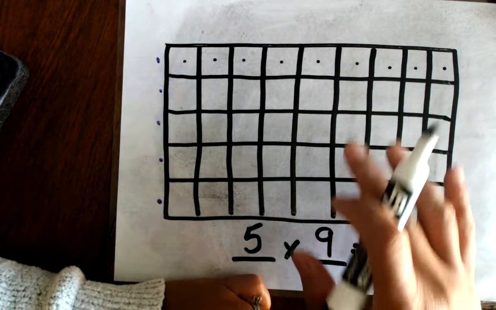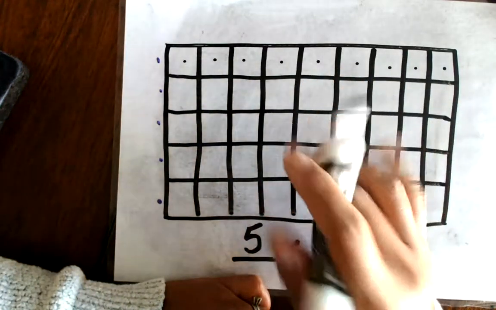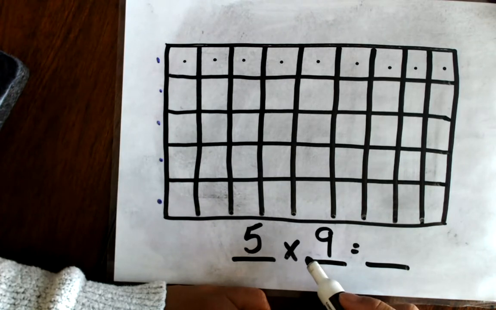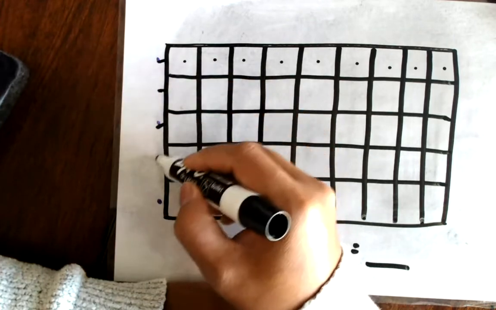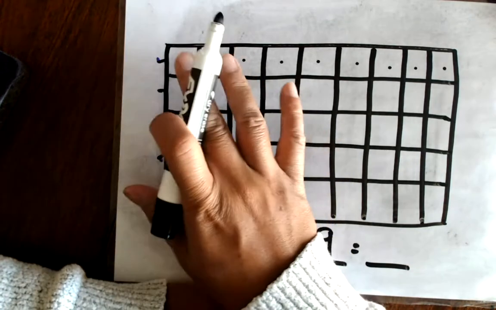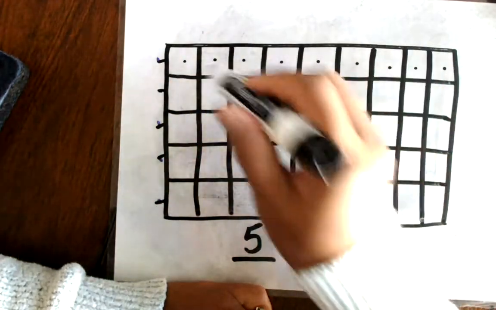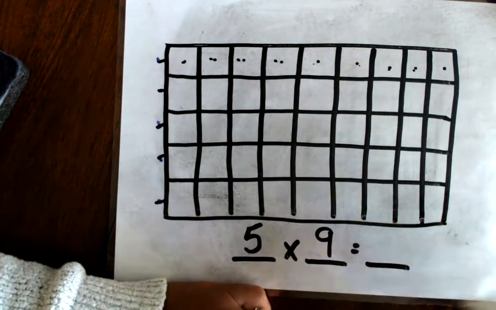Again, solving for area for this area model is so much easier and faster when we just set up a multiplication equation to go with it. Remember, it's an array. Just count up how many rows and how many square units are inside of one of those rows. That's all you have to do, just count one row of squares. 1, 2, 3, 4, 5, 6, 7, 8, 9.